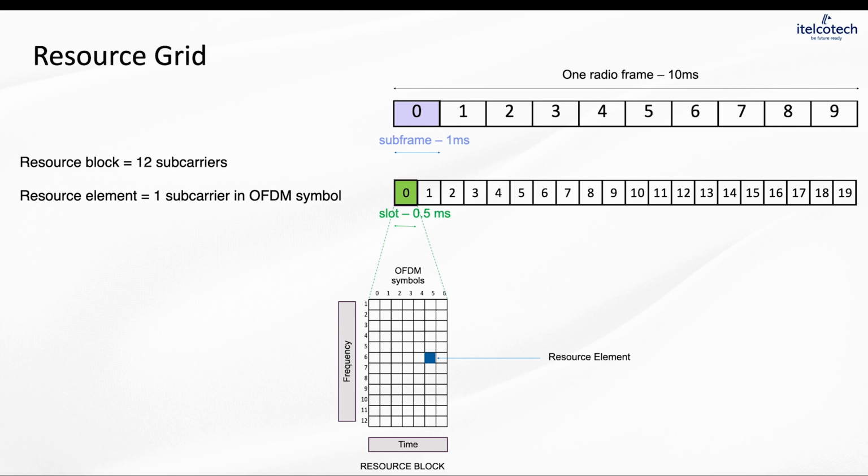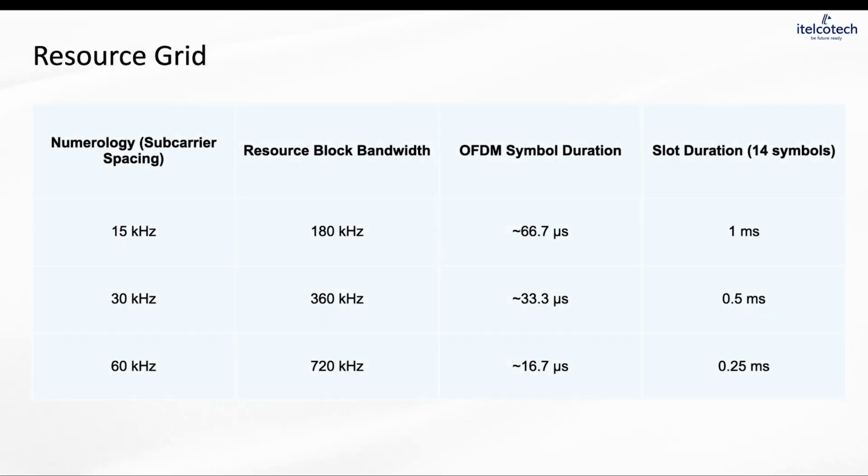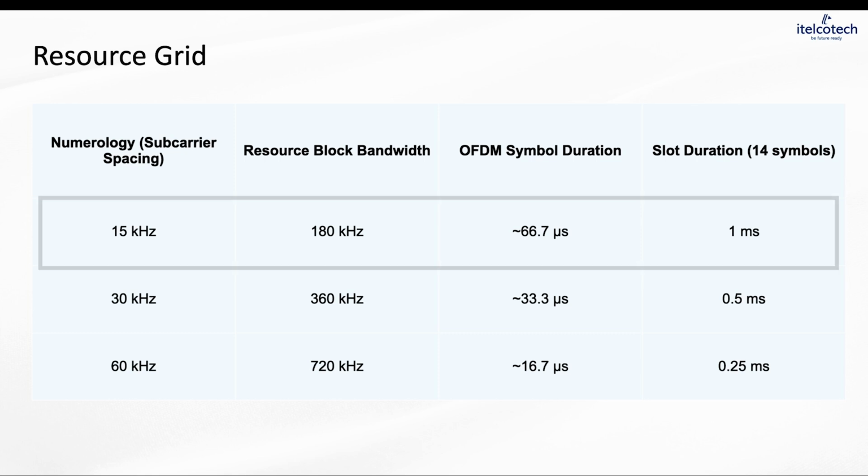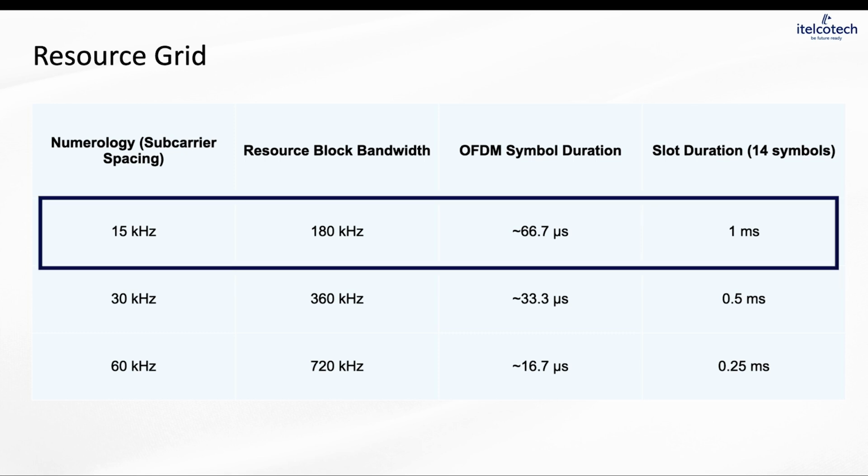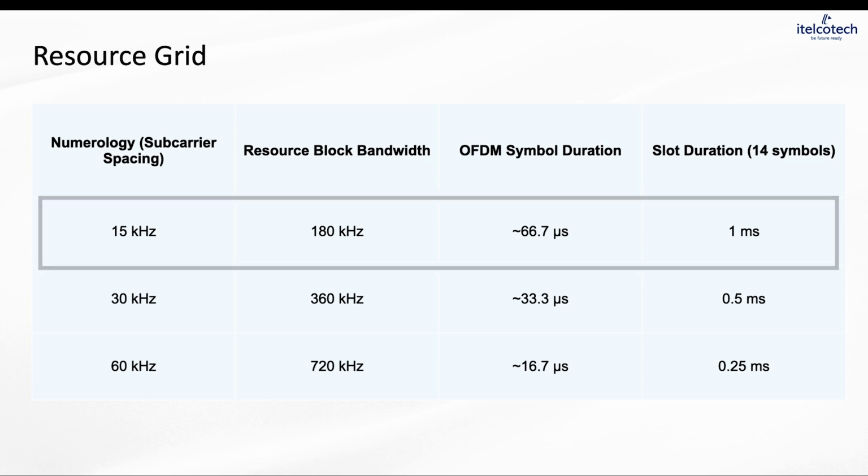But numerology has an impact here, which we talked about. We have different subcarrier spacing, which will keep on changing the resource block bandwidth and accordingly the OFDM symbol duration. So if the subcarrier spacing is 15 kilohertz, the resource block bandwidth, of course, is 12 times 15, which is 180 kilohertz. The OFDM symbol duration in time domain is around 66.7 microseconds. The total 14 OFDM symbols in that case would make 1 millisecond.